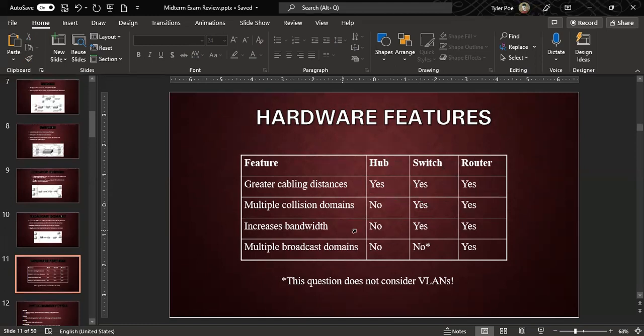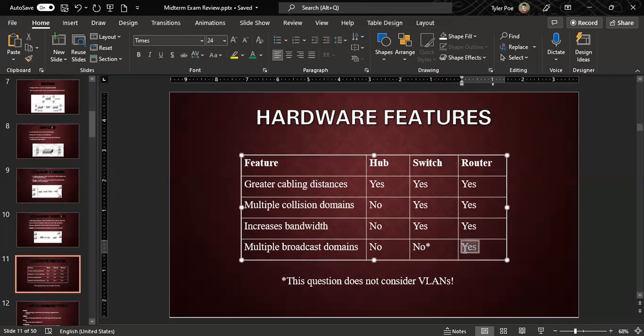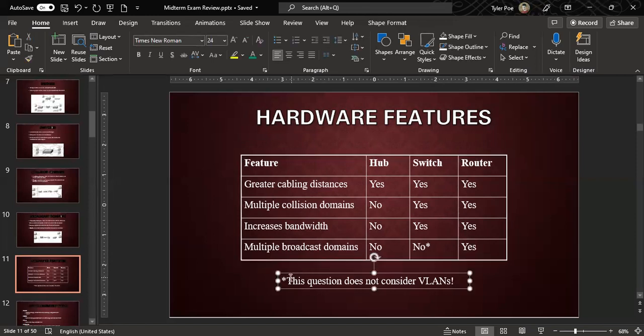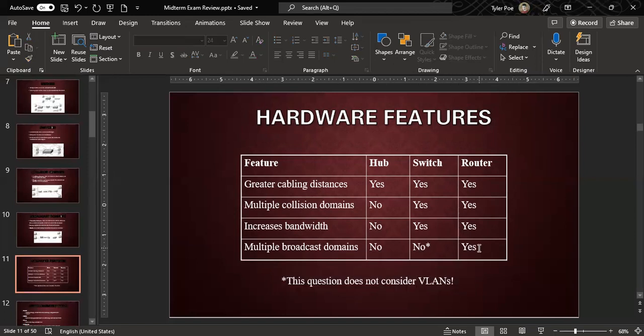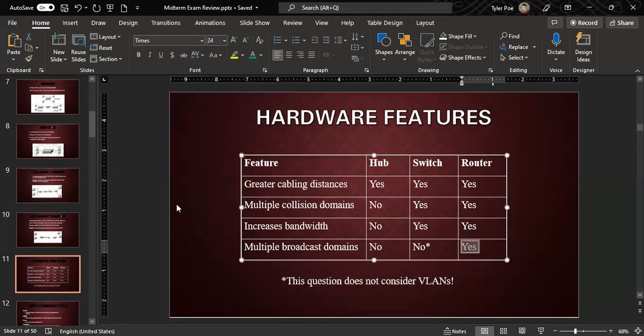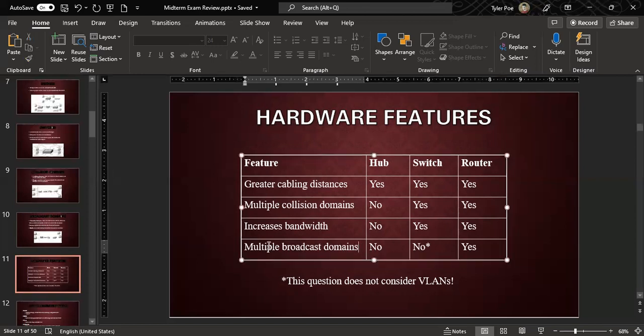Switches and routers allow for greater bandwidth. And finally, multiple broadcast domains are only supported by routers. For the question in the exam, if this question appears again, we're not considering VLANs. We're only considering the device as it is. So only routers break up networks into multiple broadcast domains.